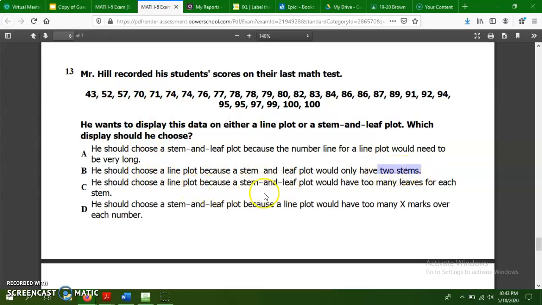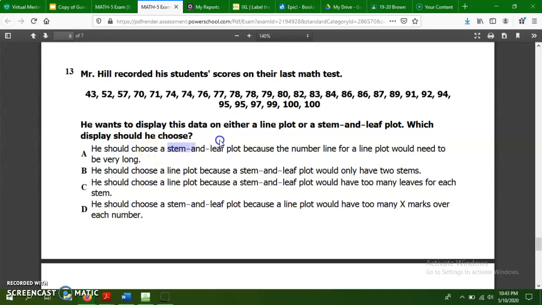He should choose a line plot because a stem and leaf plot would have too many leaves for each stem. Again, too many leaves, not really a concern there. He should choose a stem and leaf plot because a line plot would have too many X's. And again, too many X marks, just like we talked about in the other question, not really a concern. So A is our best option for this question.